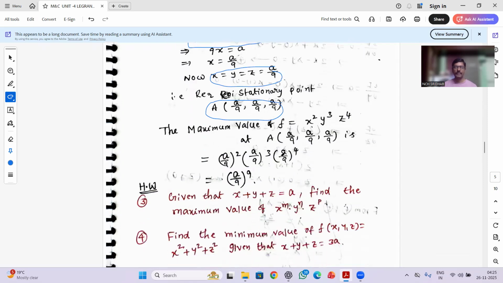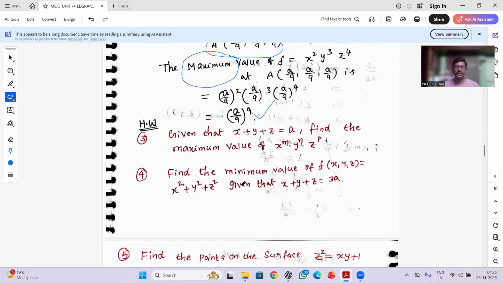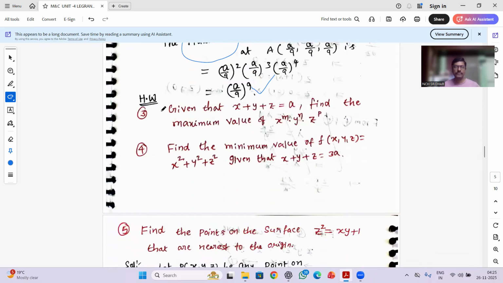So, the maximum value is, we need to substitute this a by 9 in the given function, because it is already given in the question that we need to find the maximum value. Therefore, the maximum value is (a/9)^2 times (a/9)^3 times (a/9)^4. That gives us a to the power of 9 by 9^9. Clear?